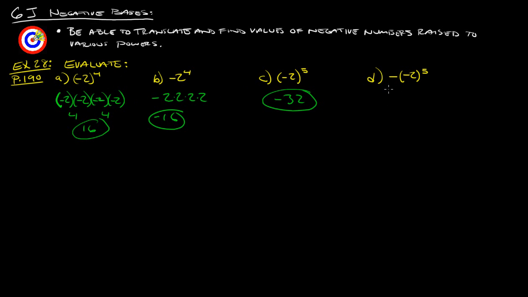Okay? Last one is negative and then negative 2 to the fifth. Okay? So really this is negative. We just calculated what negative 2 to the fifth was, and that's negative 32. So negative of negative 32 is 32. Alright? So again, this negative to the fifth power leaves us with a negative, and then you have to switch that.